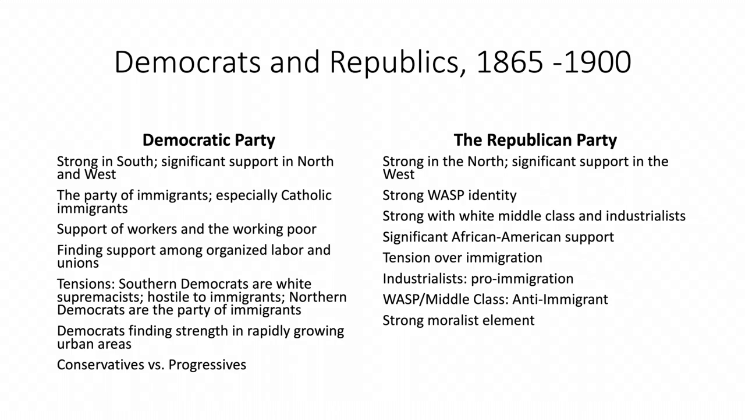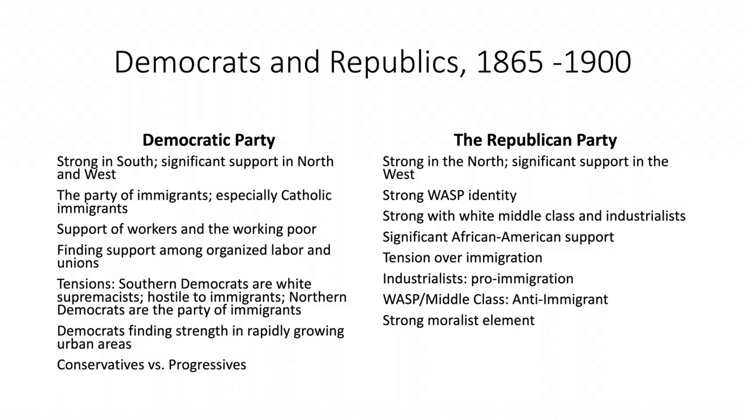I'd also like to mention that one of the tensions that's emerging in the Democratic Party, in addition to the tensions over business and white supremacy, is that Southern Democrats tend to be anti-immigrant, particularly anti-Catholic immigrant. And so what you're starting to see is that Southern Democrats are increasingly uncomfortable with the immigrants that are being attracted to their party in the North.